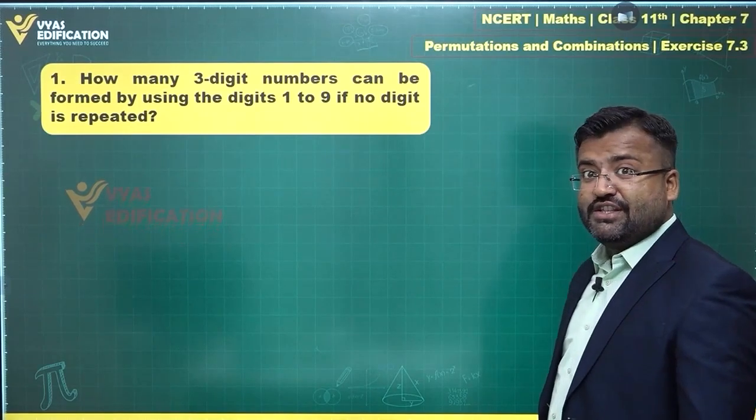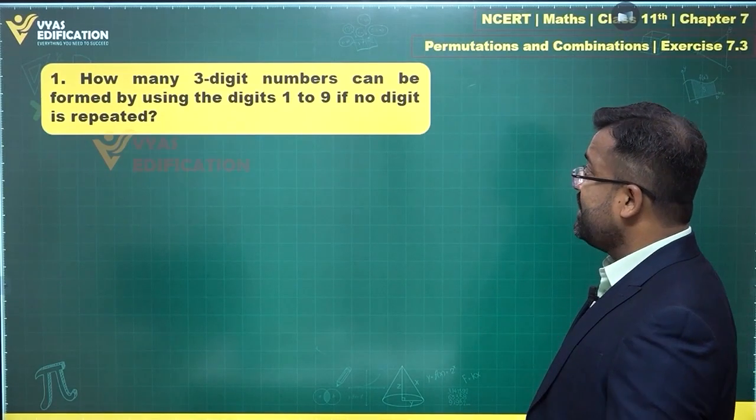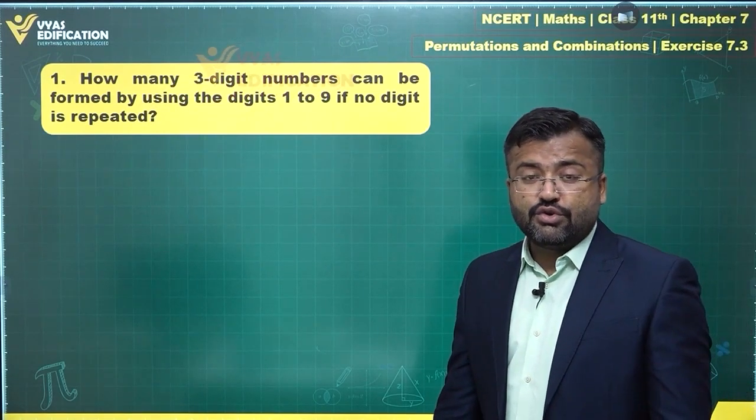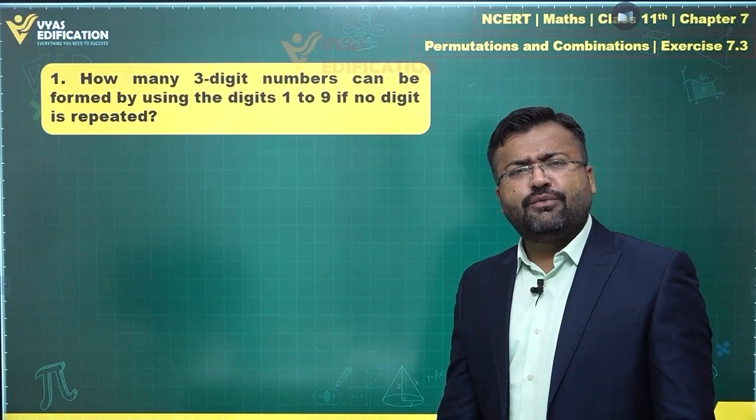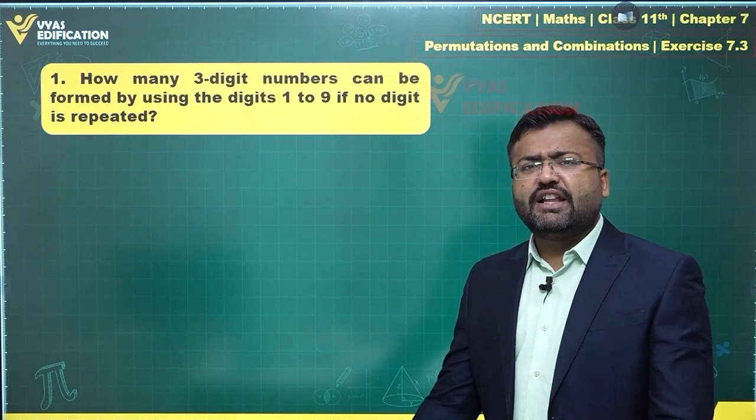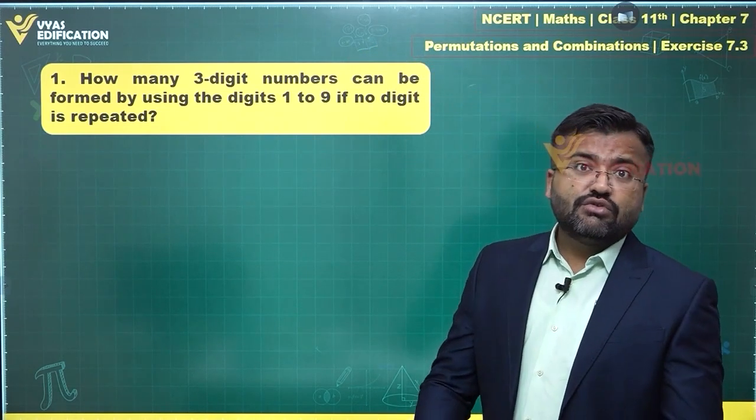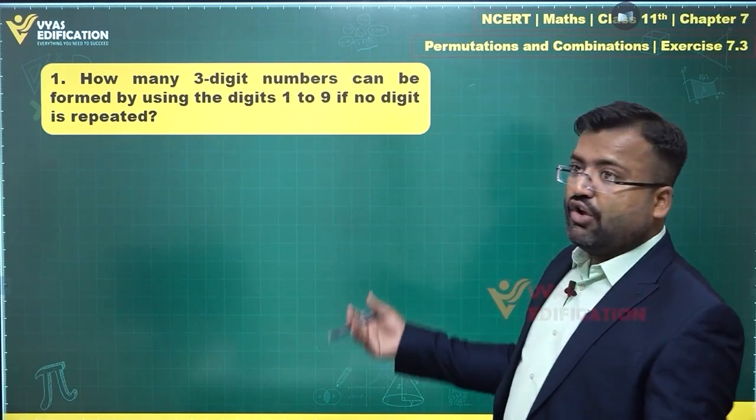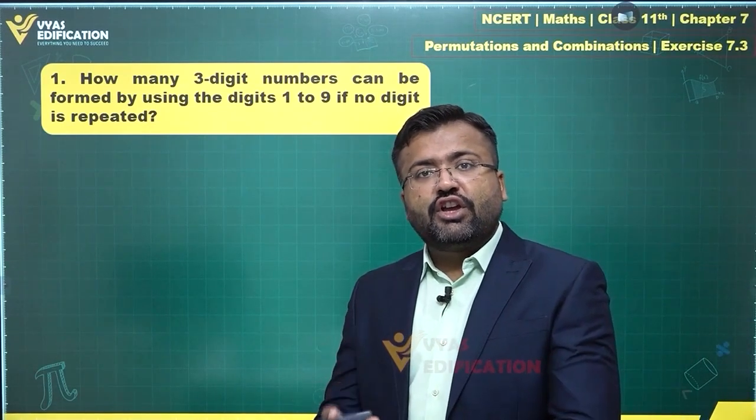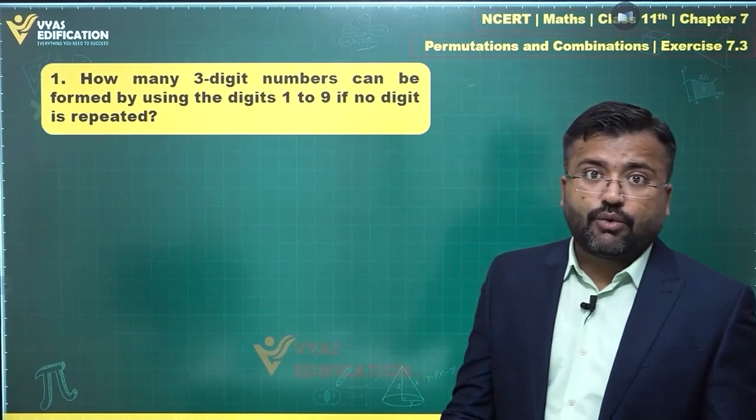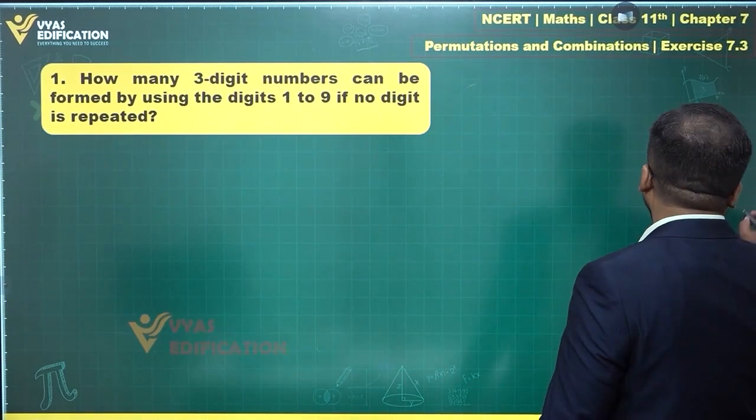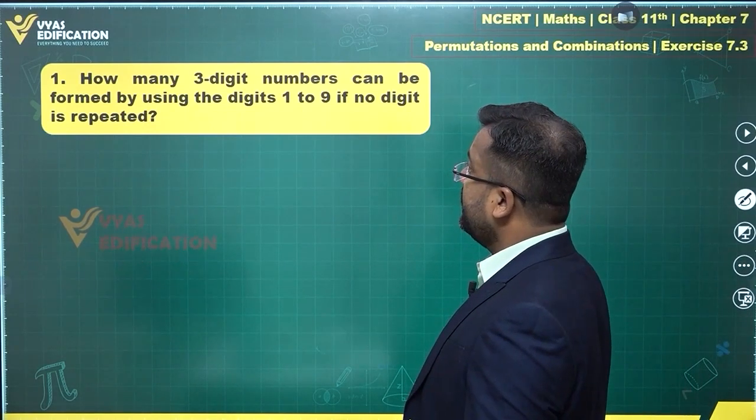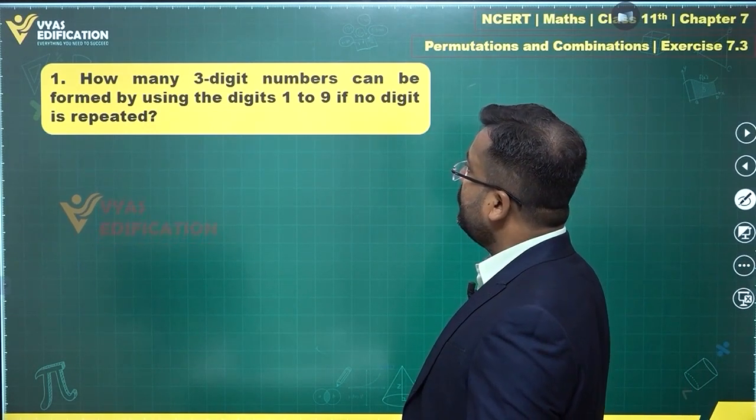And yes, let's not waste any further time to move on to the first question of this exercise, which says, how many 3-digit numbers can be formed by using the digits 1 to 9 if no digit is repeated? Now, this question is similar to the fundamental theorem of principal questions which we solved in exercise number 1, right? We can use similar ideas or we can use ideas of permutations. Now, personally, I would always prefer in such questions, you can always use fundamental theorem wherever required, right? Let's try to use fundamental theorem and see where that takes us.